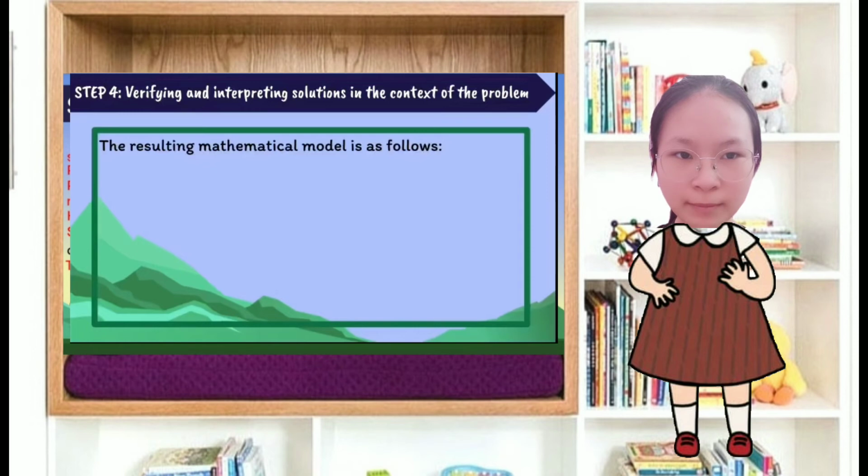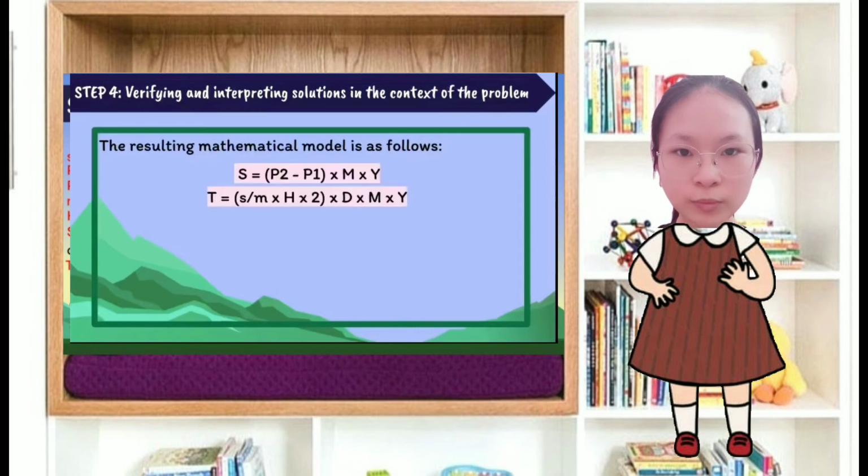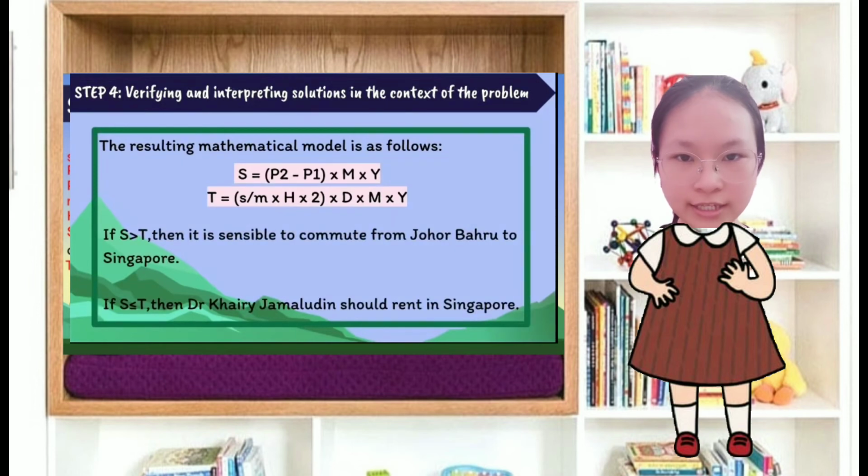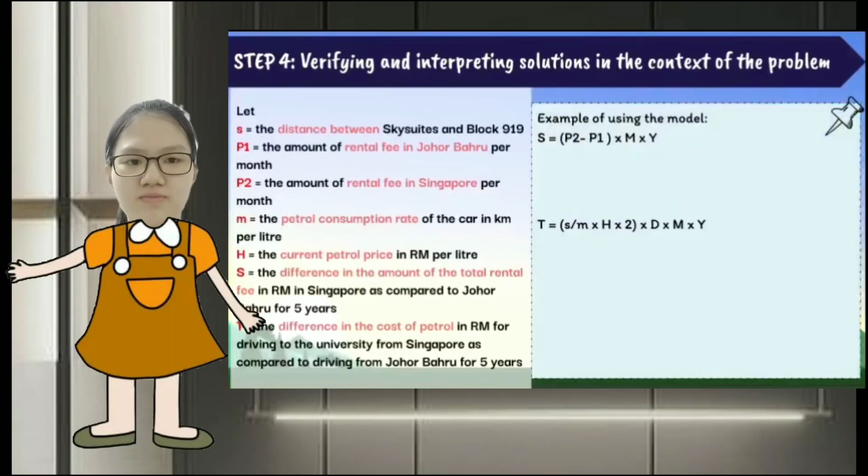The resulting mathematical model is S equals P2 minus P1 times M times Y, and T equals S over M times H times 2 times D times M times Y. If S is greater than T, then it is sensible to commute from Johor Bahru to Singapore. If S is less than or equal to T, then Dr. Hairi Jamaluddin should rent in Singapore. This is an example of using the model.